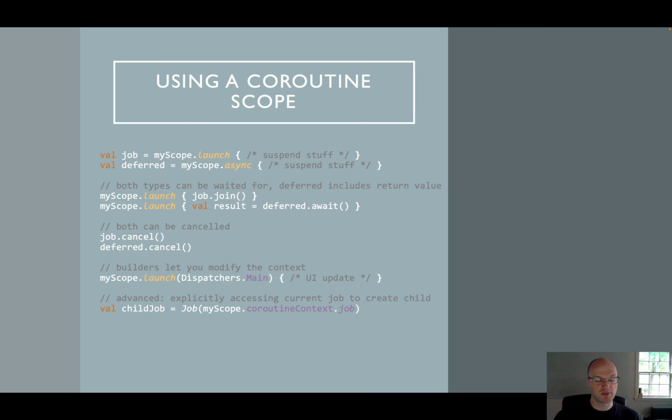This is an example of explicitly creating a child job of the current scope that you have. You can see I can access the coroutine context of my scope. From the context, I can get the job, and then I can pass that to the job constructor, which takes the parent job as its argument. I've done this in one case, so it's useful to understand how you can do this, but again, probably not going to come up very often.